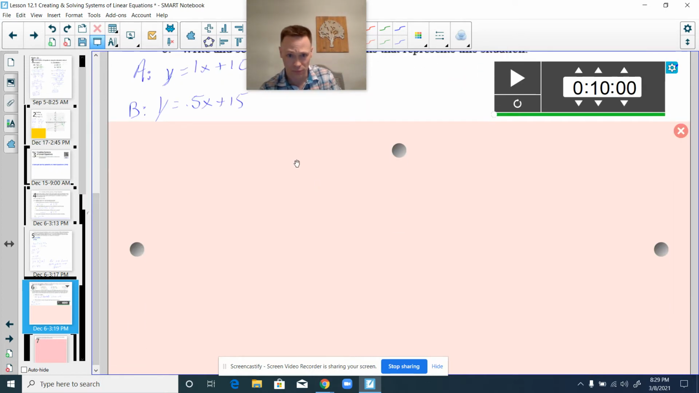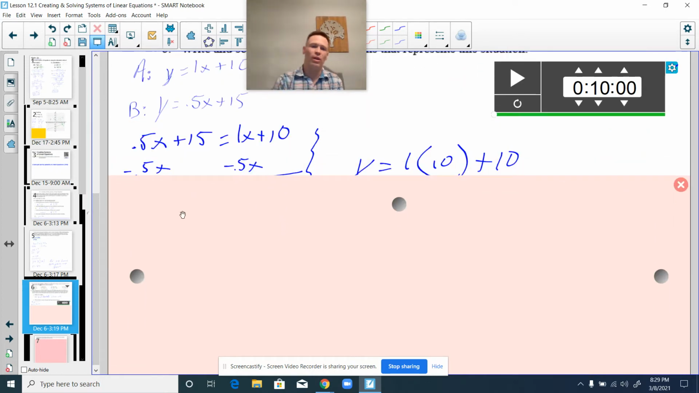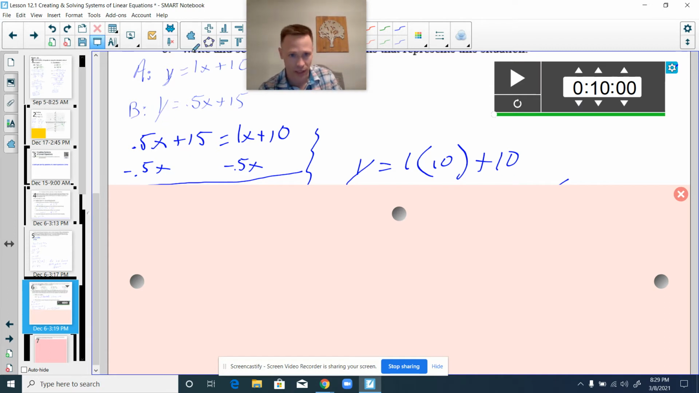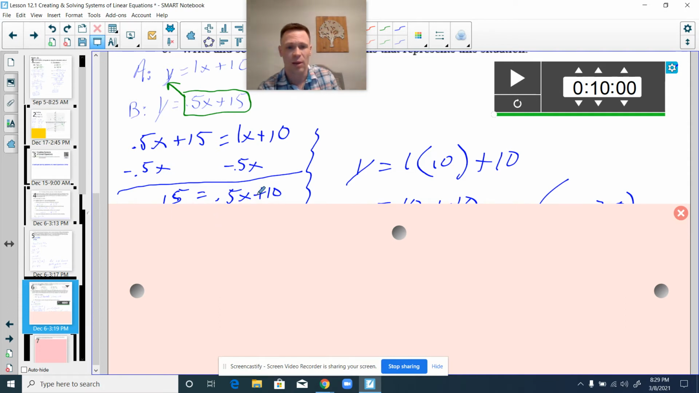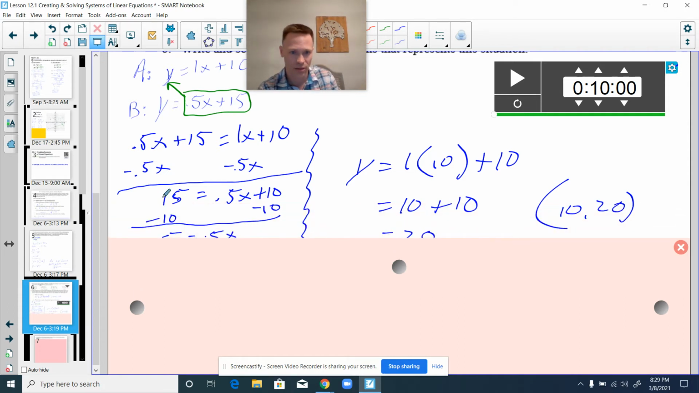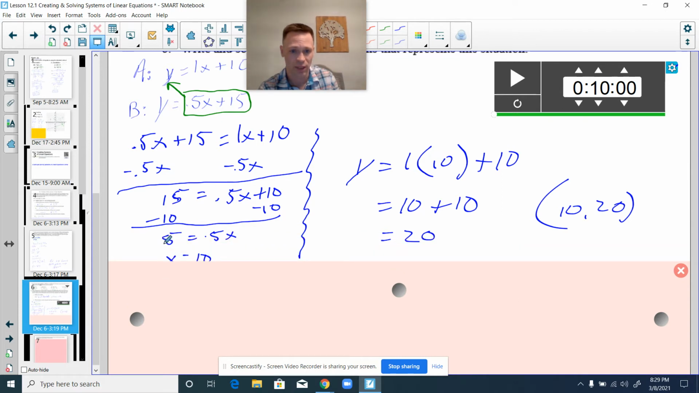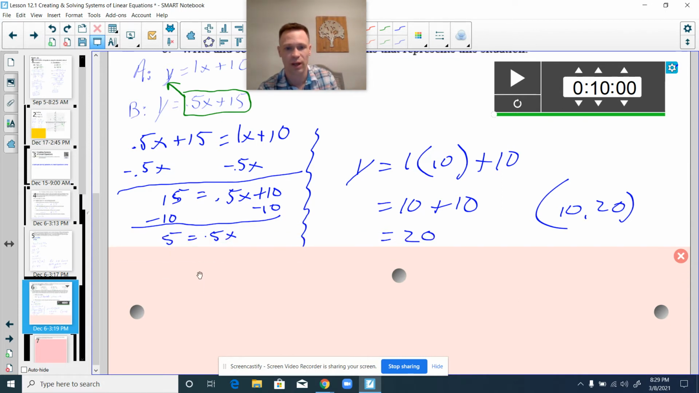All right. So now I'm going to use substitution on this one as well. I have equations solved for variables. So I'm going to take this 0.5x plus 15 and substitute it in for y there, until you can see them equal to each other. I'm subtracting 0.5x from both sides, so I can get a positive result. That still gives me 0.5x on the other side. Now I'm going to subtract 10 from both sides, and get a 5 on the left. 5 is equal to 0.5x at this point.